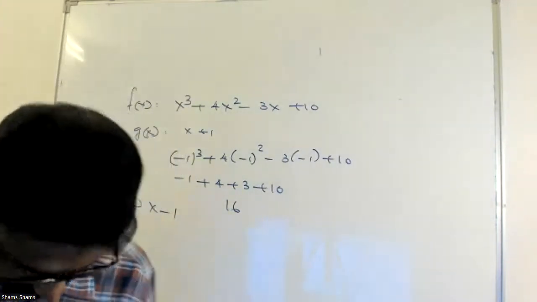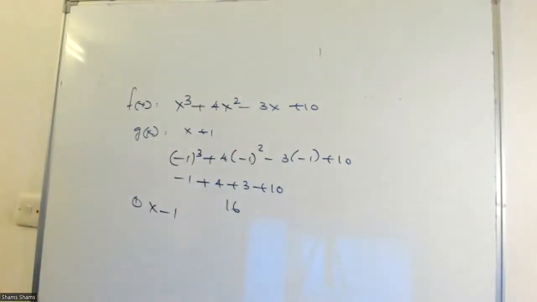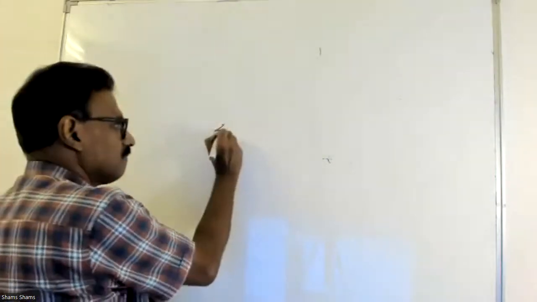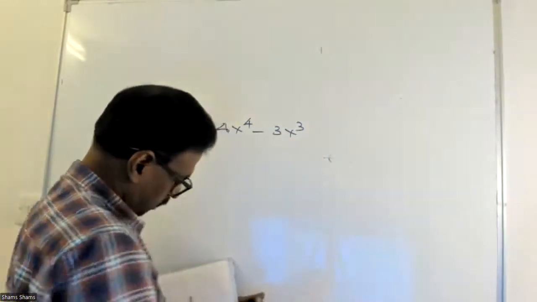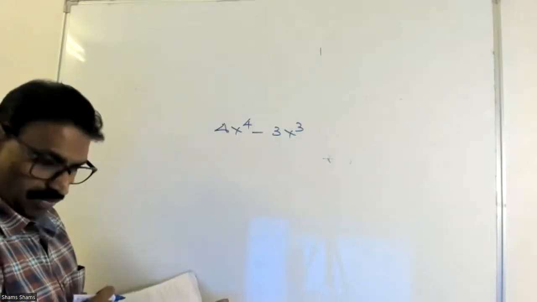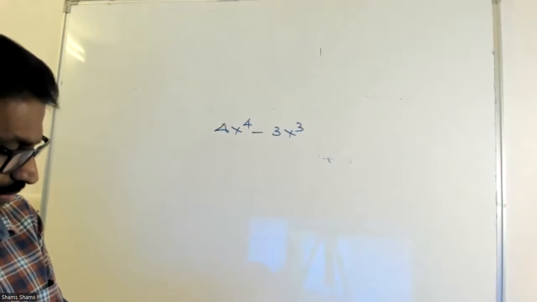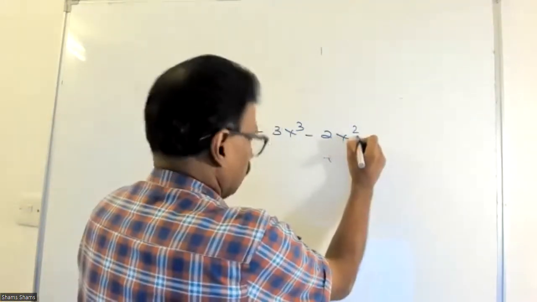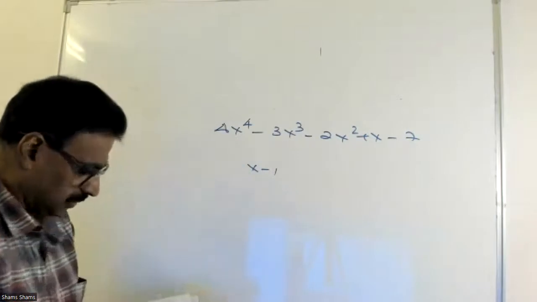Next question, right? 4x raised to 4 minus 3x cube. We did this one, the previous question. Can you read? 4x raised to 4 minus 3x cubed plus 2x square plus x minus 7, divided by x minus 1. Okay, try it.